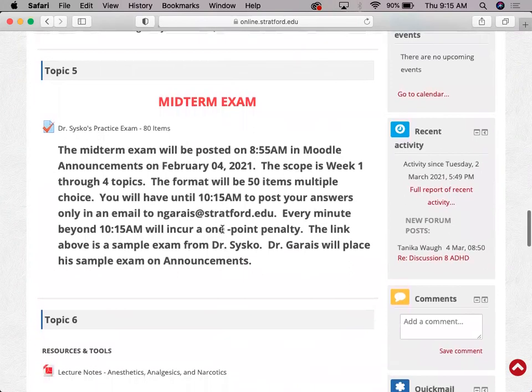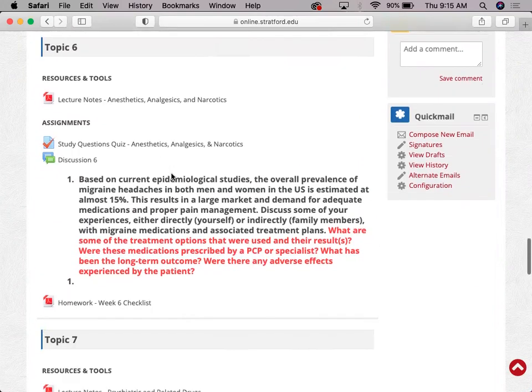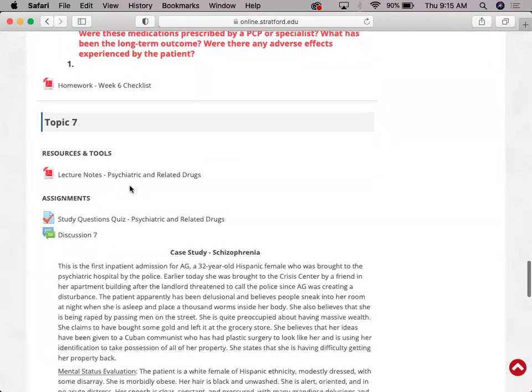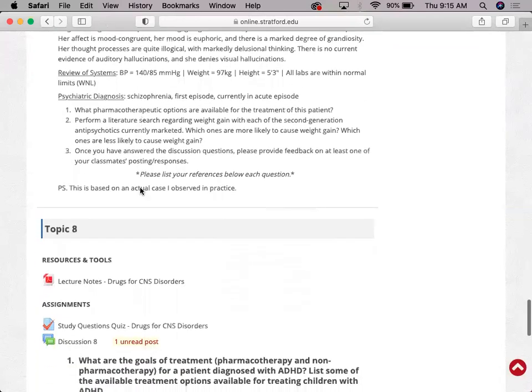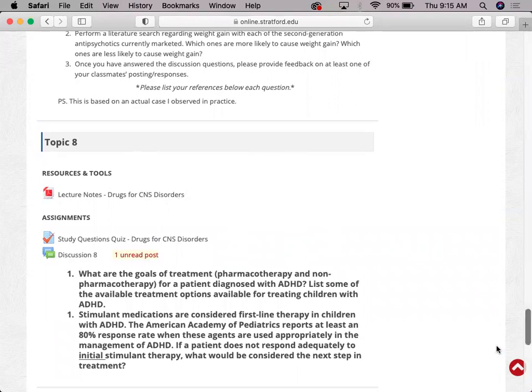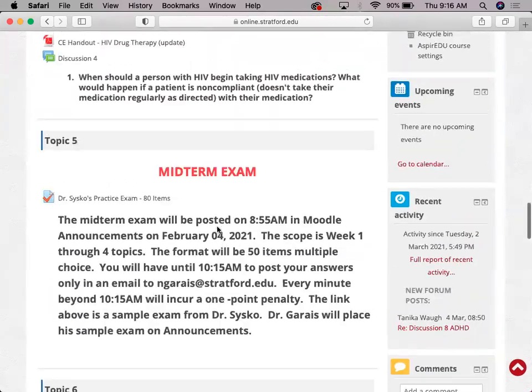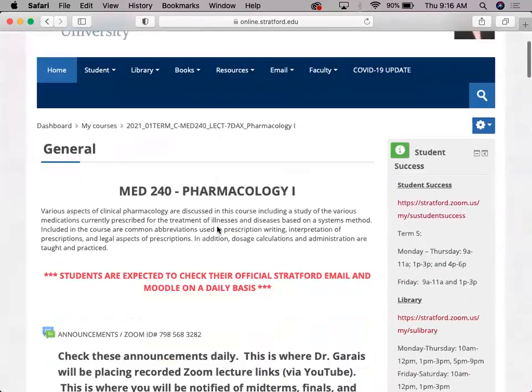So this will be on the forefront. Anesthetics, analgesics, narcotics, psychiatric and related drugs. That'll be like more than half the exam, right? And of course, CNS disorders. All of that will be on the first half of the exam. So out of 50 items, that would be like 25, 30 questions. And then we're going to start hitting up all the other stuff.